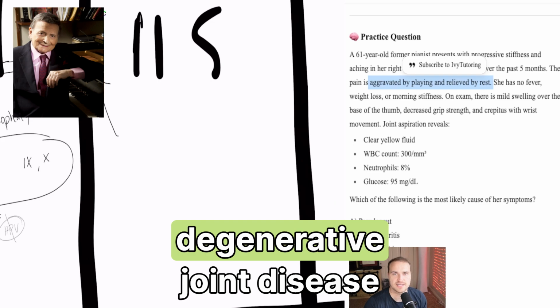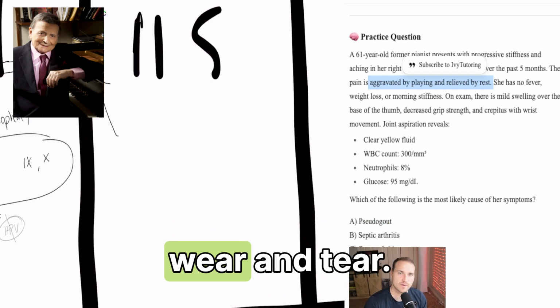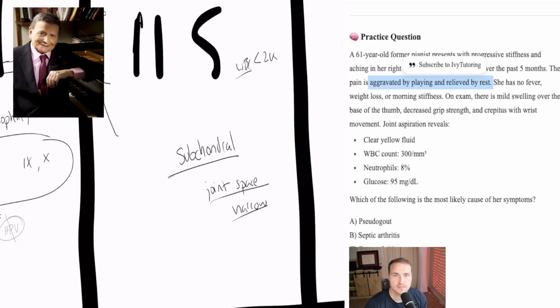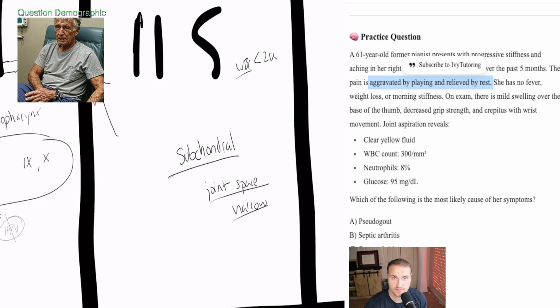Osteoarthritis is the degenerative joint disease that's caused by mechanical wear and tear. You literally break down that articular cartilage, and that causes the formation of subchondral sclerosis, osteophytes, and joint space narrowing. So look out for that repetitive stress. Synovial findings are going to be non-inflammatory, with less than 2K white blood cells. Clear fluid, normal glucose, no crystals. So osteoarthritis is a mechanical joint disease, with morning stiffness less than 30 minutes that improves with use.